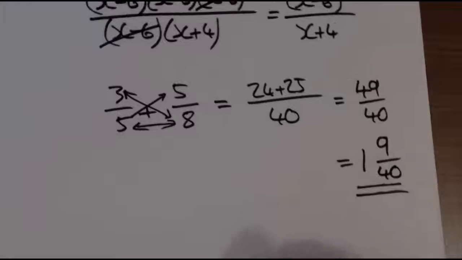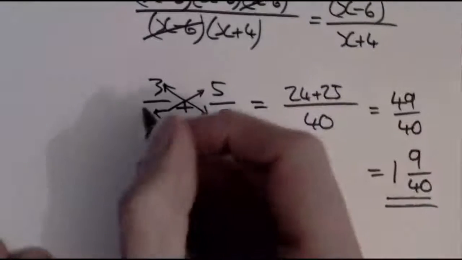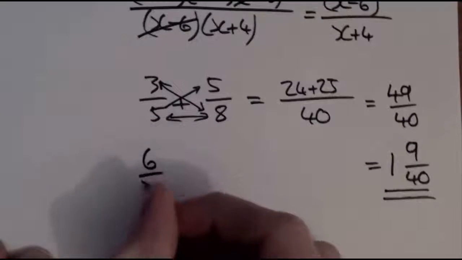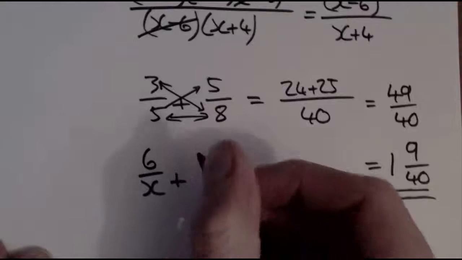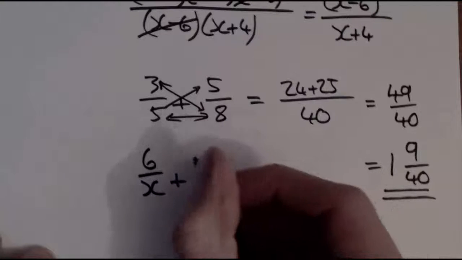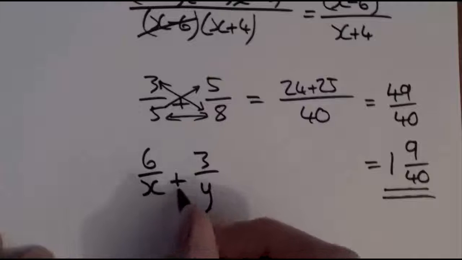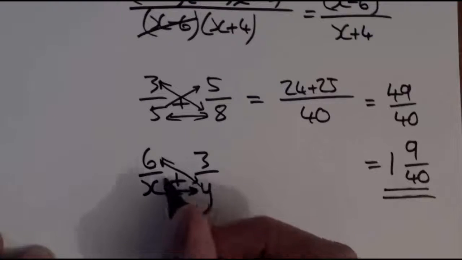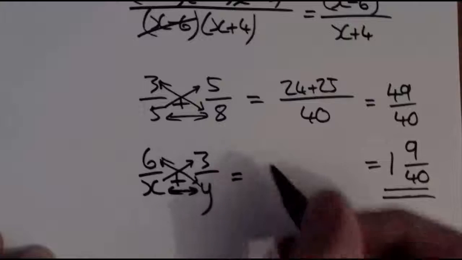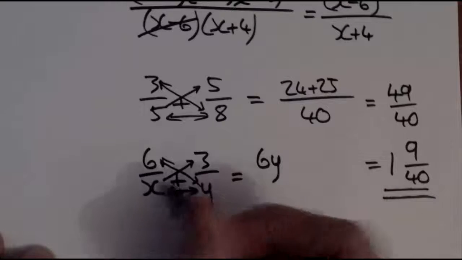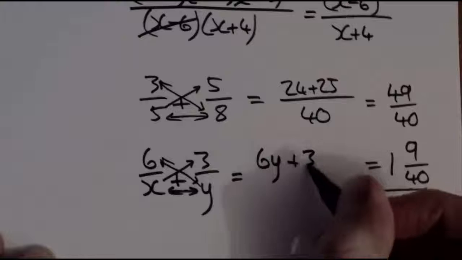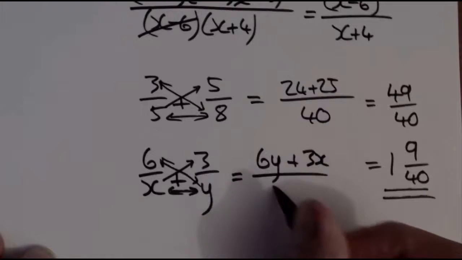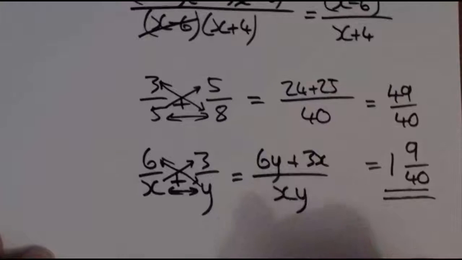Okay, now if it's an algebraic one, it's just the same. So this one there, 6 over x and 3 over y. So again, multiplying these two together, we then times that. The exact same for subtracting as well. So that is 6y plus 3x over xy.